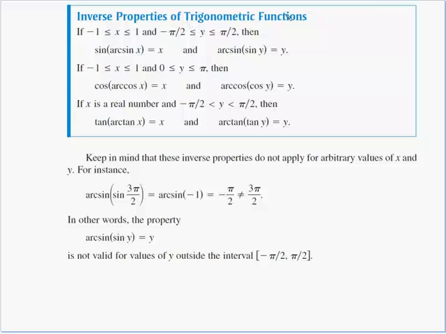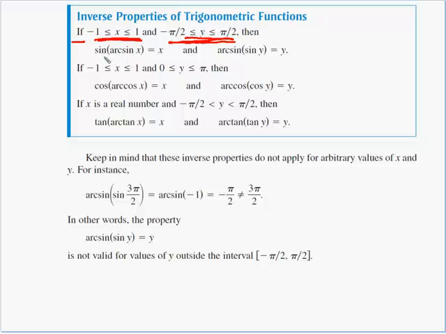So let's talk about these when we relate them to the inverse trig functions. The first one says, if x is between 1 and -1, and y is an angle between positive and -1/2 pi, then the sine of the arcsine of x will equal x. And also the arcsine of the sine of angle y is equal to y.